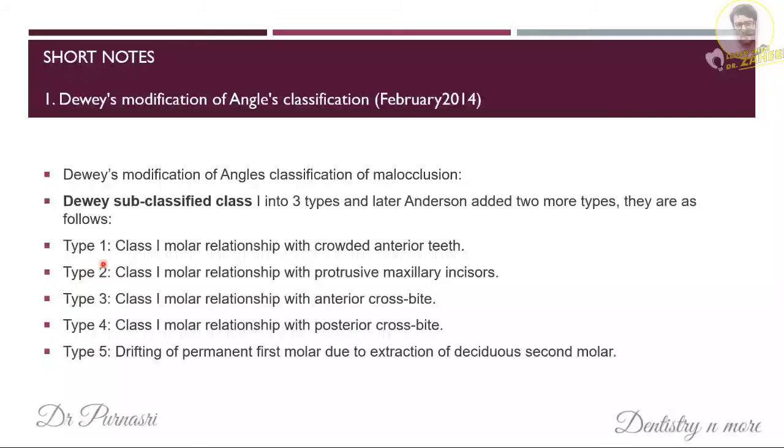So the type 1 is class 1 molar relation with crowded anterior teeth. Type 2 is class 1 with protrusive maxillary incisors. Type 3 is class 1 molar relation with anterior crossbite. Type 4 is class 1 molar relation with posterior crossbite. And type 5 is drifting of permanent first molar due to extraction of deciduous second molar.